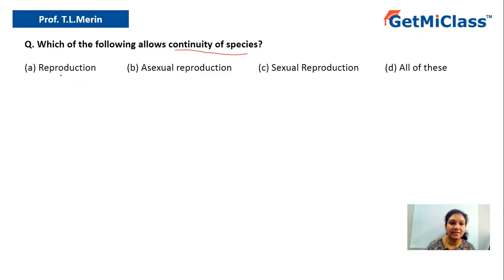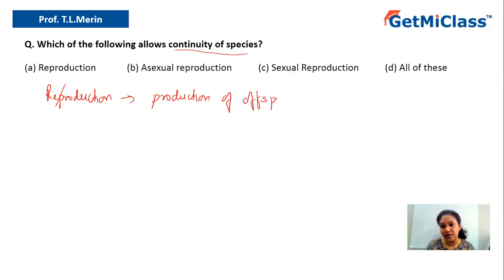So option A says reproduction. What is reproduction? As the name indicates, re means again, and production is nothing but generation of something. So reproduction is nothing but generation of offsprings, or production of offspring. And what do you mean by offsprings? Offsprings are nothing but the progenies.